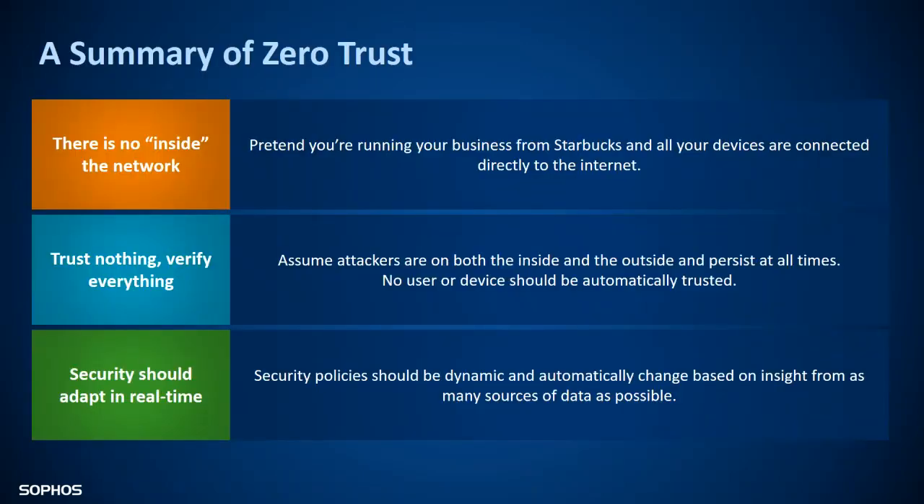Okay. So in summary, if you remember nothing else from this very comprehensive presentation, this is what you should remember, right? There is no inside the network. Two, trust nothing, verify everything. And three, security should adapt in real time. How'd I do? And very good.